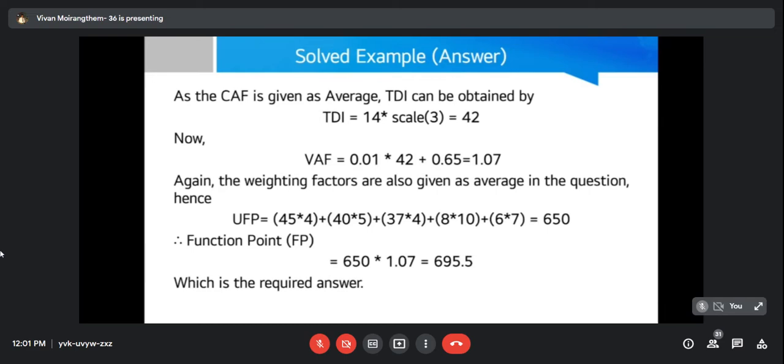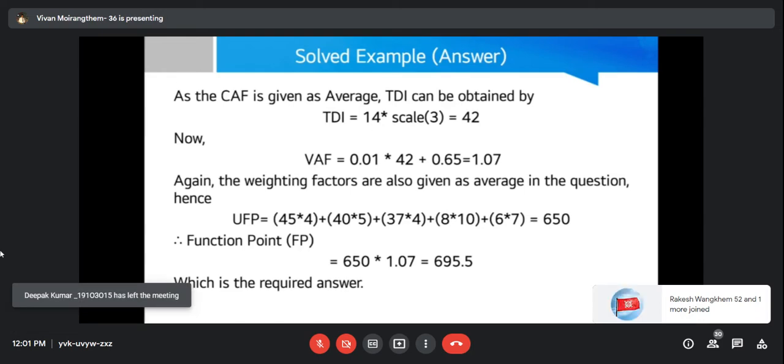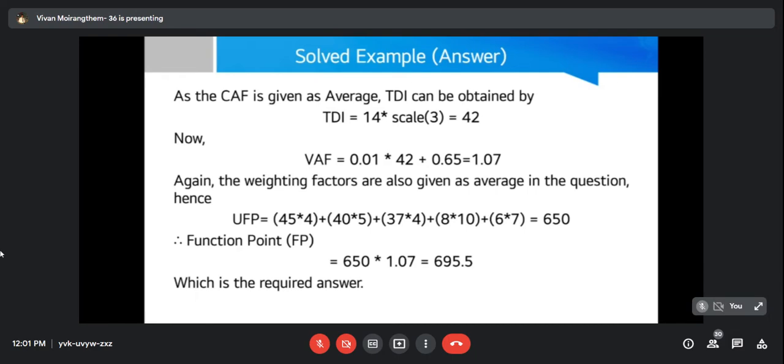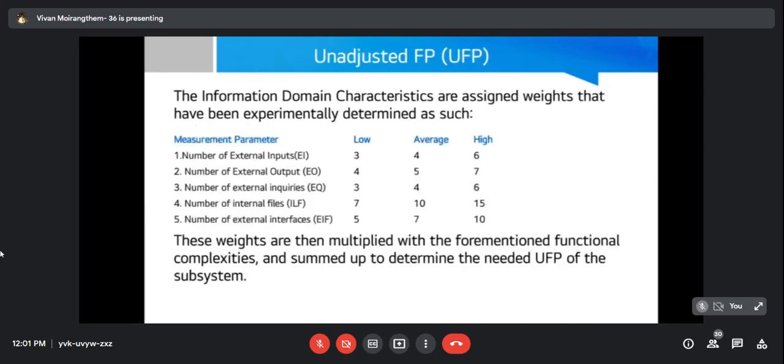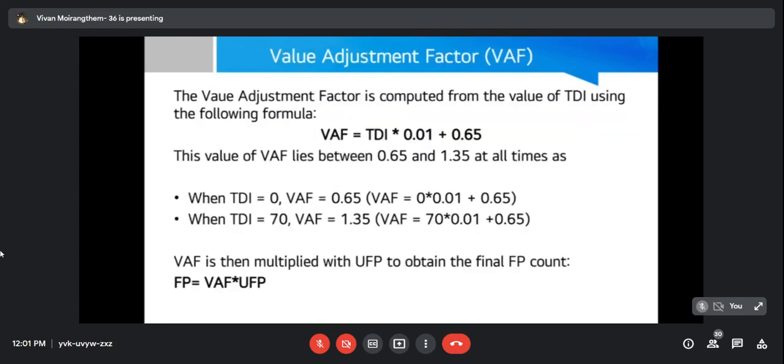Now, unadjusted function point was determined by multiplying the weighted values by the individual values given in the question for the 5 parameters. Again, the weighting factors were also given as average. So if we go back to the previous slides, we will see the weighted values for each of the parameters. For average, there's 4, there's 5, 4, 10, and 7. Now, keeping these values in mind, we will go back to the question.